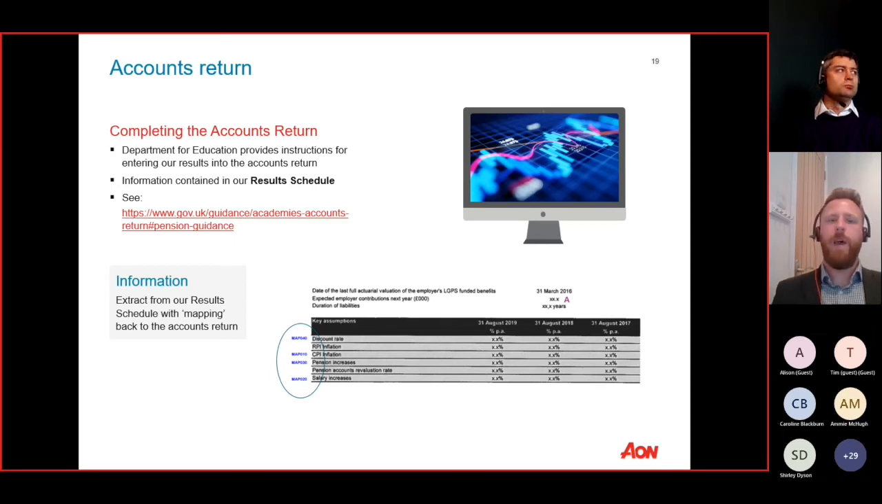And that scan that they've got has a key of where each item fits into the accounts return. So you can see that in the blue text that's highlighted with a circle around it in the bottom. And all that's doing is telling you where to take the numbers from in our report and where to put them into that return that you need to do. And I've put a link actually on this slide in red in the top left. So when you get the copy of the slides, you'll be able to use that link if you need to go and find that guidance from Department for Education.